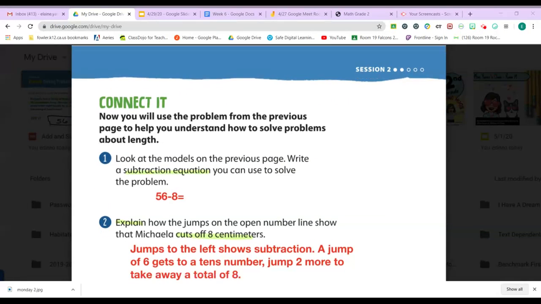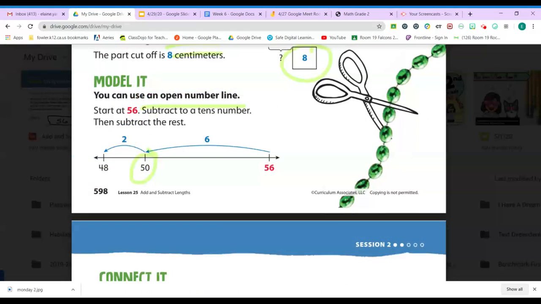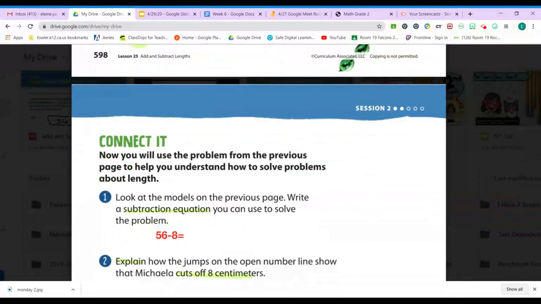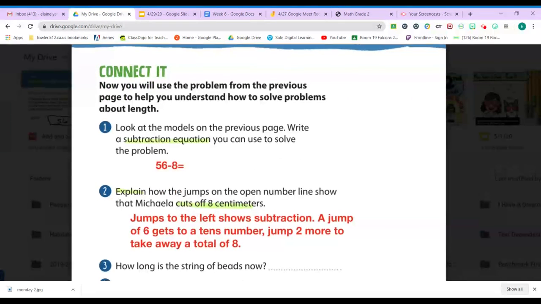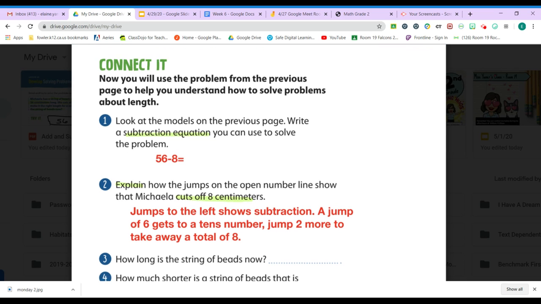All right, connect it. Now you will use the problem from the try it problem to help you understand to solve problems about length. So let's look at number 1. Look at the models on the previous page. Write a subtraction equation you can use to solve the problem. So up here, her bead was 56 centimeters and she cut off 8 centimeters. So my equation is 56 take away 8, and that would give you your solution. And I hope you wrote that on your try it problem. I hope you are finding your solution.